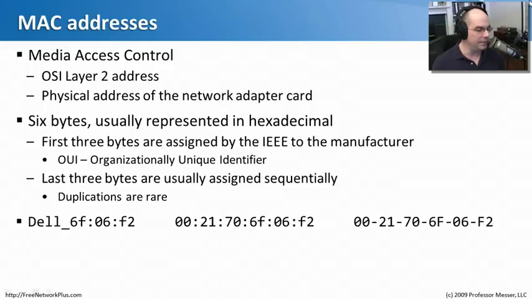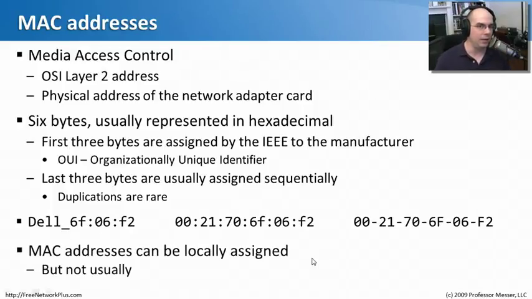Here are some representations of exactly the same MAC address. You see them written different ways depending on the environment that you're in. There's this Dell and then 6F06F2. There's this 002170 6F06F2, and then 002170 6F06F2 separated with dashes rather than colons. Notice that here is the Dell. 002170 is the organizationally unique identifier for Dell. So sometimes the application you're using just abbreviates for you and puts Dell right there and says this is a Dell card that has the address 6F06F2. Very simple to follow that.